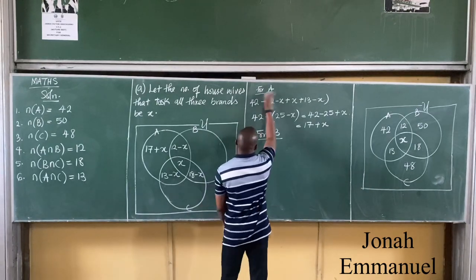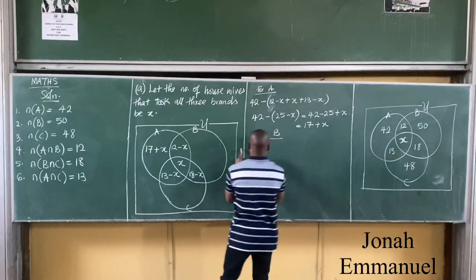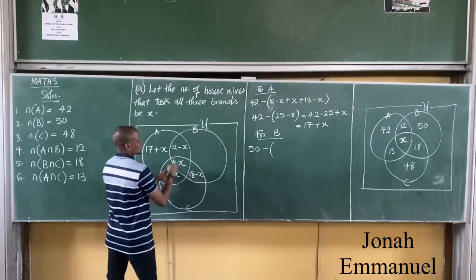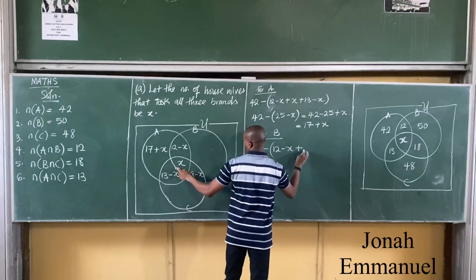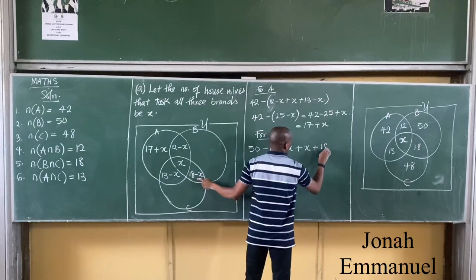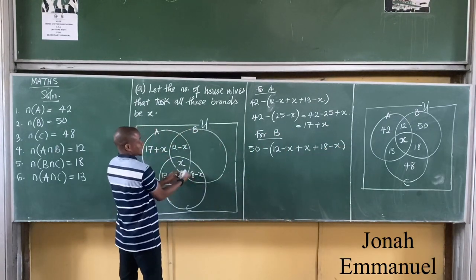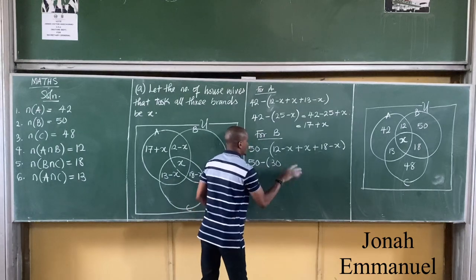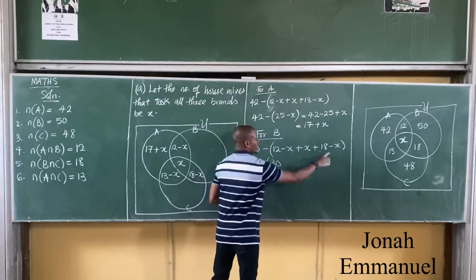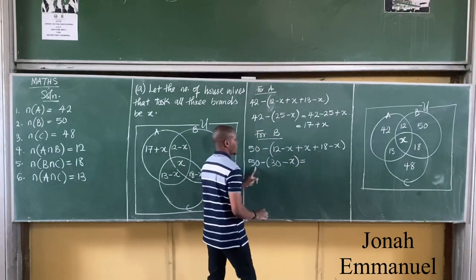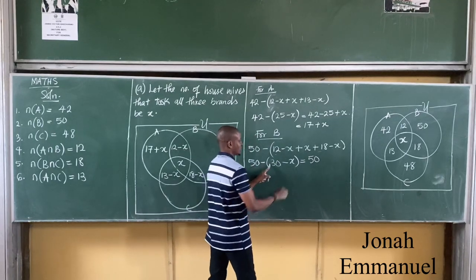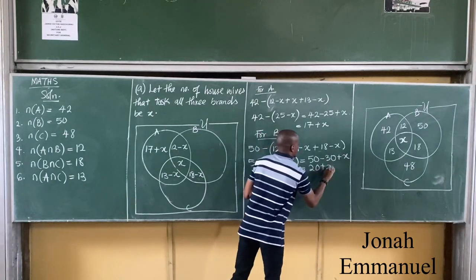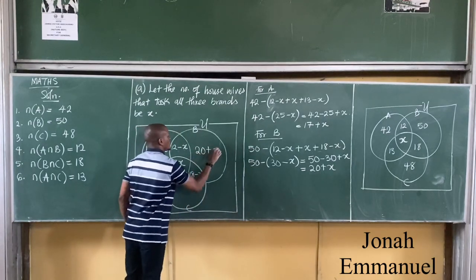For B, same concept. I have 50 here, so it becomes 50 minus, look in your B bracket. In the B bracket I have 12 minus x, plus x, plus 18 minus x. So 50 minus 12 plus 18, 30, minus x plus x, 0, next, minus x. Work this out, it gives you 50 minus 30, minus minus plus x. That gives you 20 plus x. Here becomes 20 plus x.